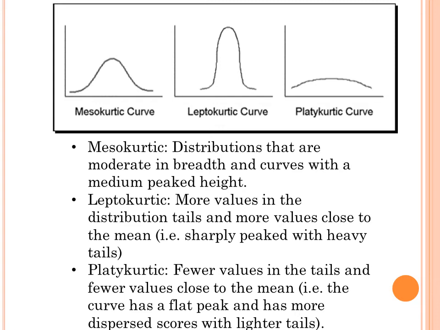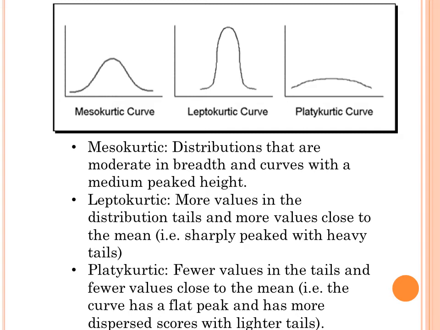All right, so let's define it one by one. Let's go to the mesokurtic. Mesokurtic entails distributions that are moderate in breadth and curves with a medium peaked height. So its height is just medium. It means that its distribution is just average, as well as its breadth and its curve. It's not as big as it can be. It's just moderate.